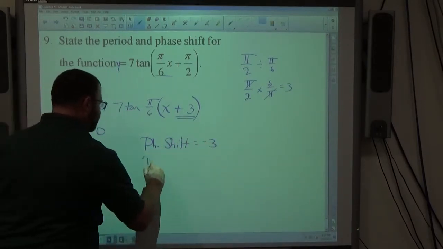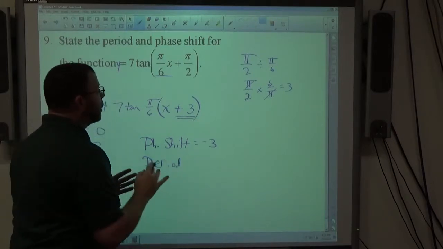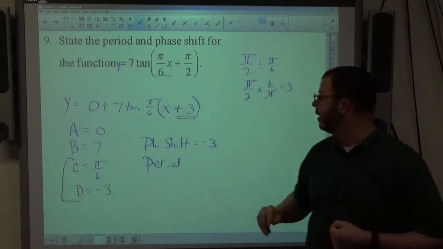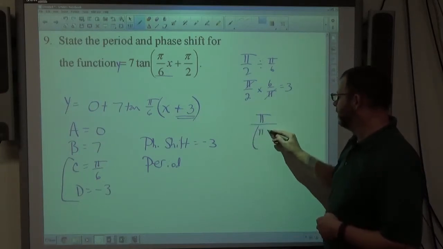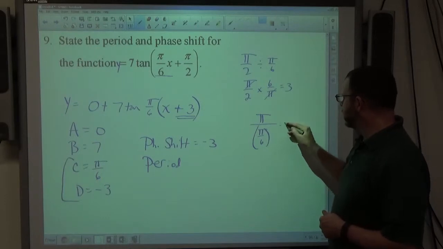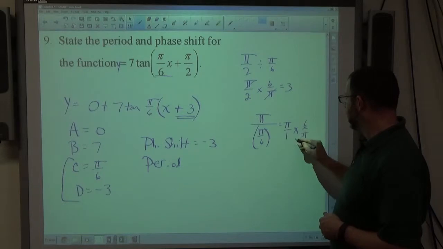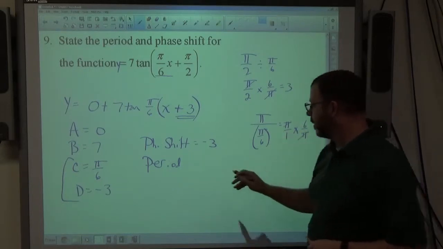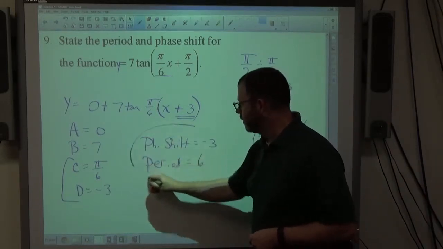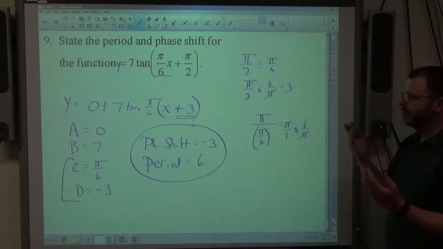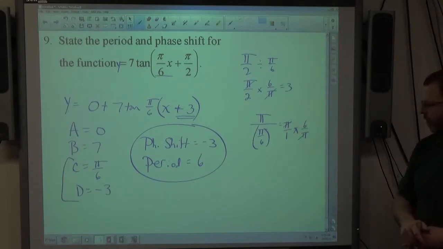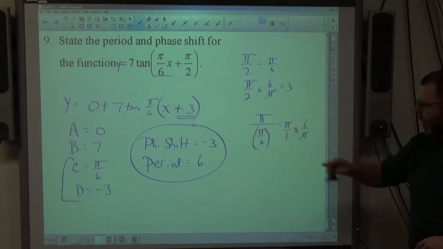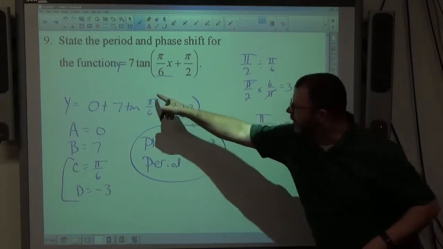The period, remember the original period of tangent and cotangent is pi, so to do period, I'm going to do pi divided by c. That's the same as pi over 1 times 6 over pi. Pi is canceling, giving me a period of 6. Okay, so again, tangent or cotangent, regardless of what trig function it is, it's going to work out the same way. Again, pi over whatever c is.